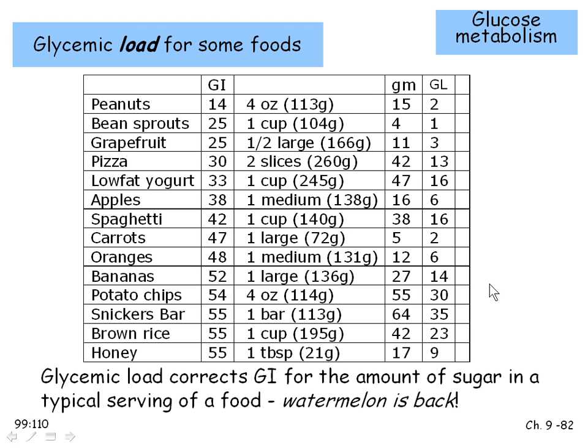Above 20, we're talking about a large glycemic load. And so potato chips, sorry about that. It's 4 ounces, easy to eat, and it's all starch. Snickers bar, brown rice. And the nice news is, though I don't have it on this table, watermelon ends up with a glycemic load of around 8 or something. So glycemic load is another way of thinking about food.